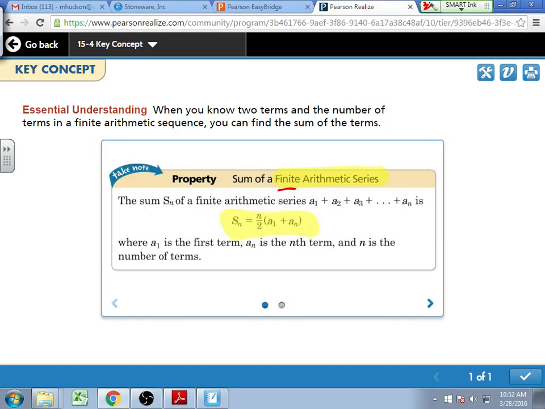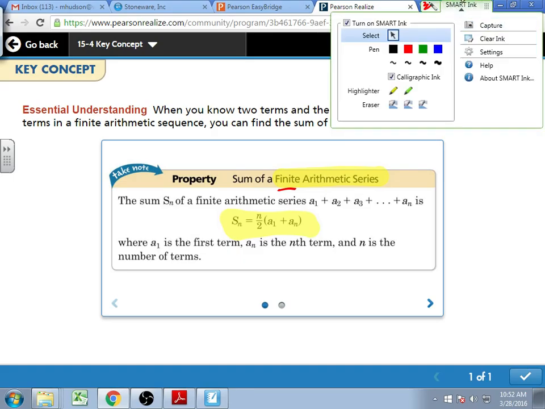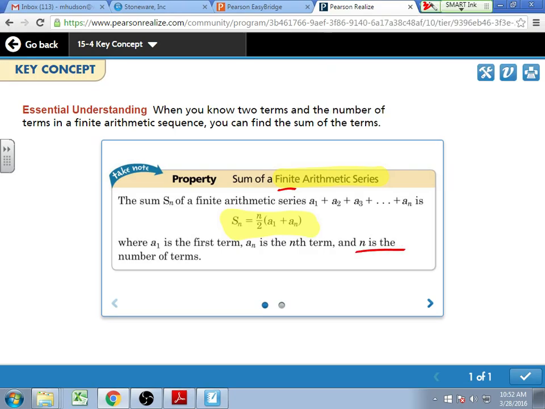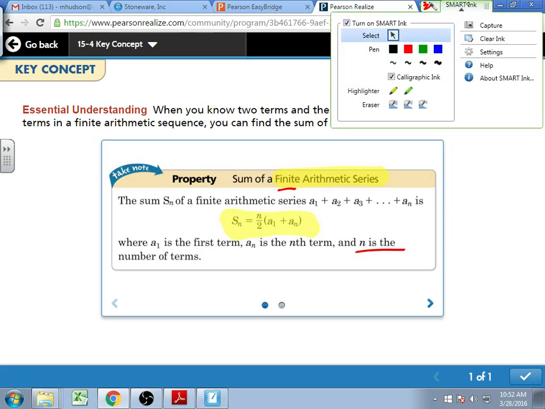So we essentially take how many terms we have divided by 2, times the first term plus the last term, the sum of the beginning and the end. Questions on how that formula works? And a sub n, of course, is the last term, because you have n number of terms. N is the number of terms, so a sub n will be your last term.